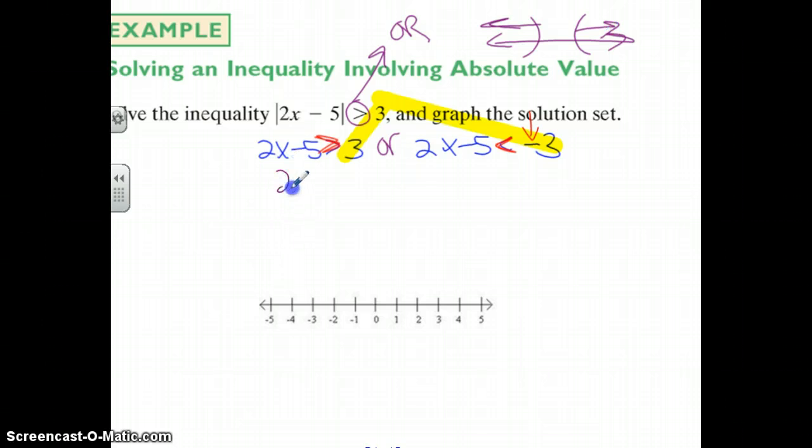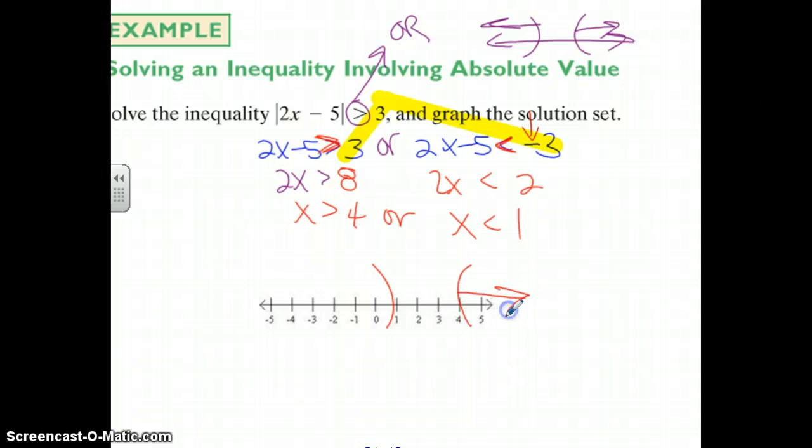Let's see if we can figure out at what values. So, that's not true. I don't want to do that. I want to add 5 to both sides. How about 8? Oh, this is better. So x is greater than 4. Or, we'll try this again. Adding 5, x is less than 1. So it's an "or" statement, so I'm going to say it goes in opposite directions. So here's the 1, here's the 4, and I'm going in opposite directions.